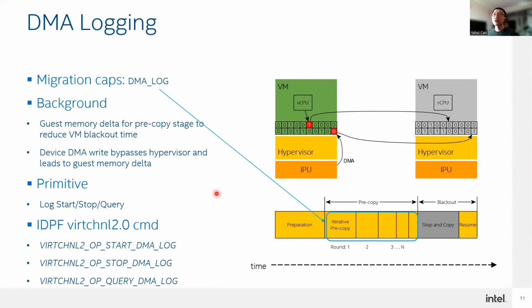In order to solve this problem, we need to support the log start, stop, and log query primitives. And for these primitives, IDPF introduced DMA log related commands in version 2.0. They are start DMA log, stop DMA log, and query DMA log. So that is the DMA logging part.